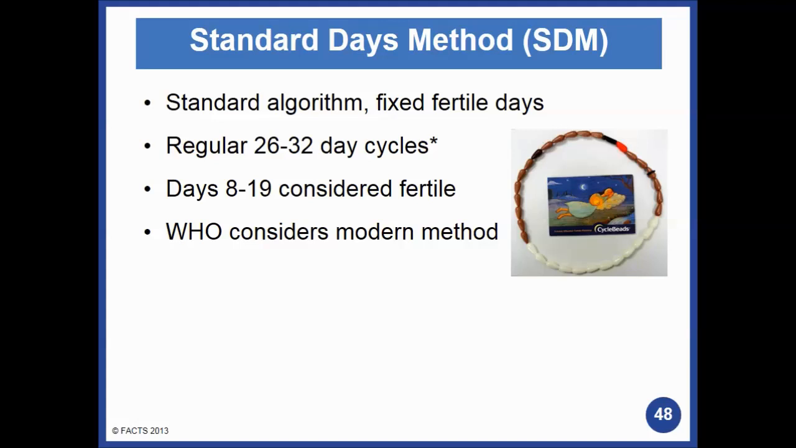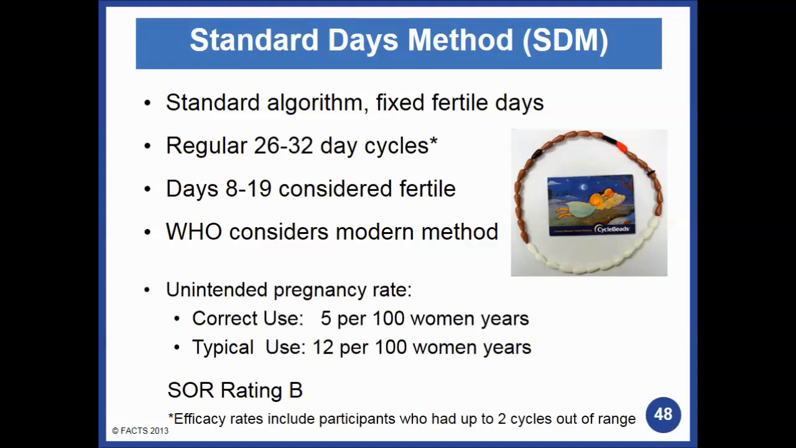The World Health Organization considers this a modern method of fertility awareness because it uses an understanding of reproductive biology, a standardized, precise protocol for correct use, and has been tested by appropriately designed studies. Even with typical use, it's more effective than barriers, say the condom, with 12 pregnancies per 100 women years, comparable to and better than the 18% failure rate of condoms.